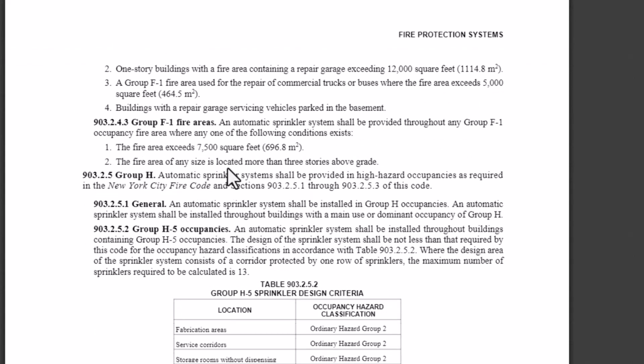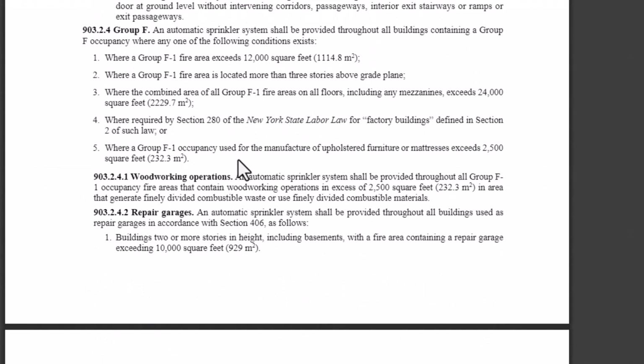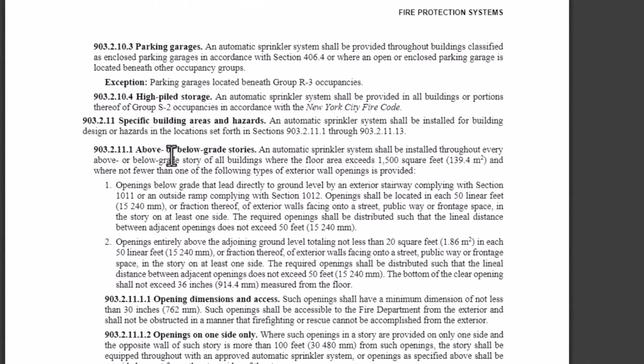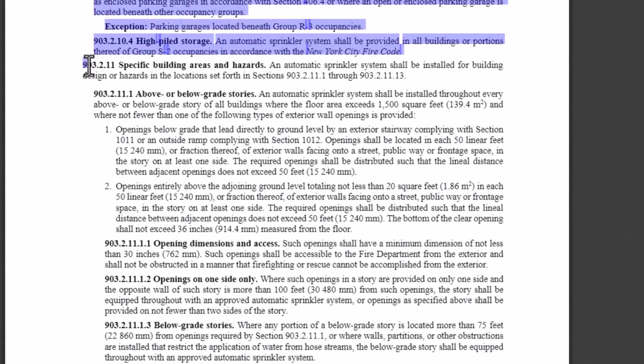There are also rules that deal with any building type. So just because the requirements for a sprinkler for a given occupancy type is not found here does not necessarily mean the sprinkler is not required. So you have to look at the section right here, 903.2.11, which talks about specific building areas and hazards. And an automatic sprinkler system shall be installed for building areas or hazards in the locations set forth in section 903.2.11.1, which is here, through 903.2.11.13.